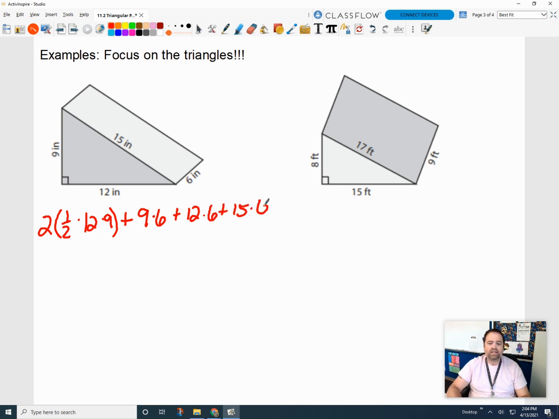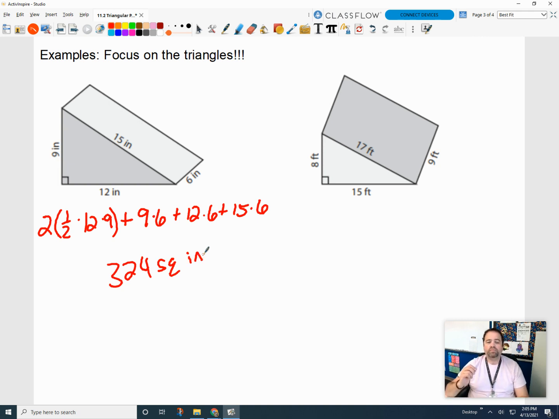Now, the order I did those doesn't matter. I just happened to start with the 9. I could have started with the 12 or the 15. It doesn't even matter that 9 came before 6 when I'm multiplying, because of the way multiplication works. So this one is 324 square inches. Don't forget your units on these.